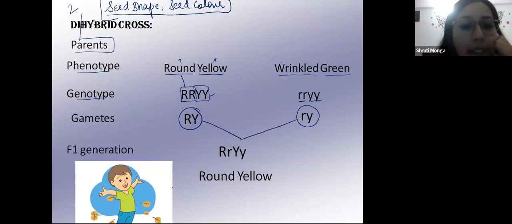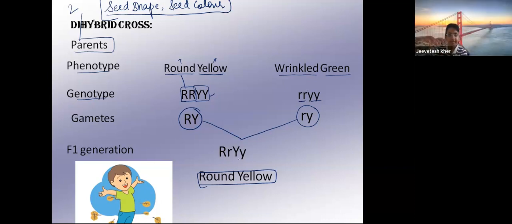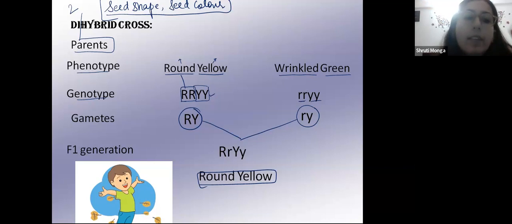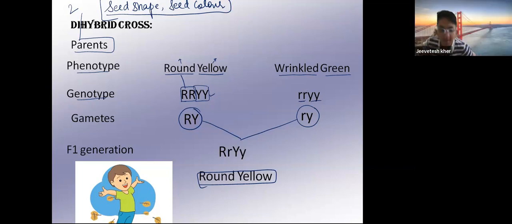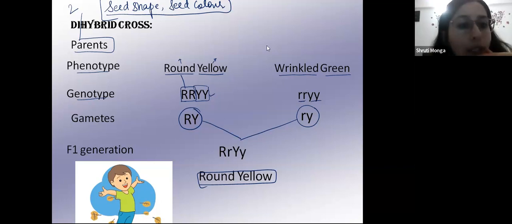What did he obtain in the F1 generation? All the seeds were round in shape and yellow in color. Why round in shape? Because it had one capital R. We know the law of dominance. Why yellow? Because it had capital Y. We know the law of dominance. So all the seeds in the F1 generation were round in shape, yellow in color. This is the story of the F1 generation.